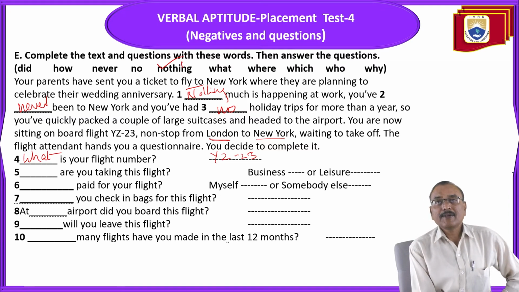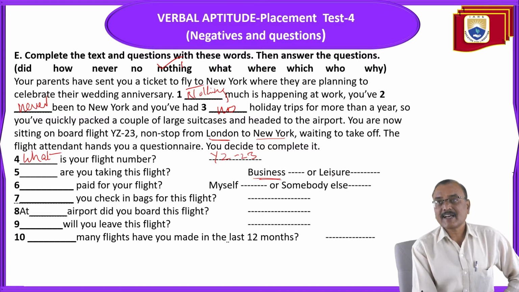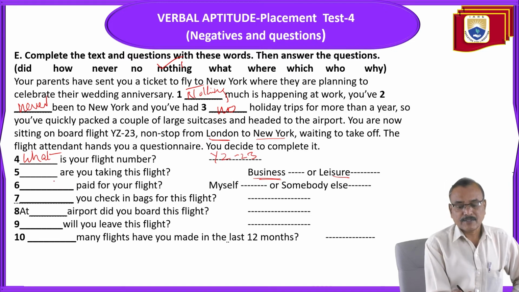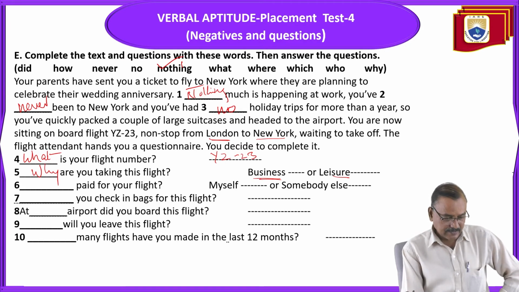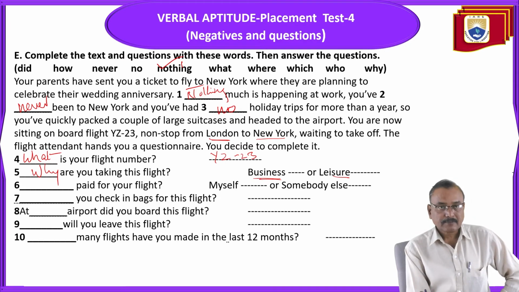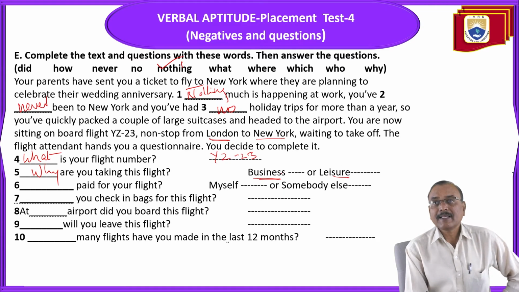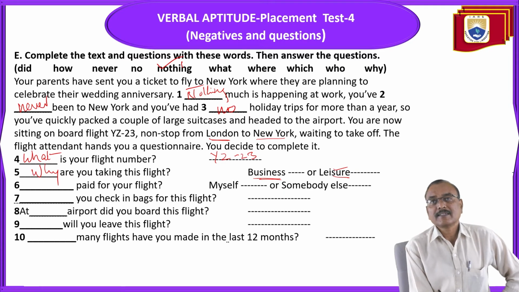Then why are you taking this flight? Here, because the answer is business or leisure. His question is followed by business or leisure. So why are you taking this flight? Business or leisure? Next. So generally here, is it business? No, leisure, to spend holidays with the parents on their wedding anniversary.